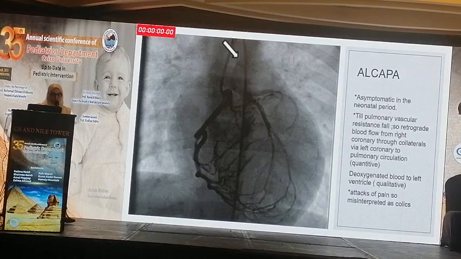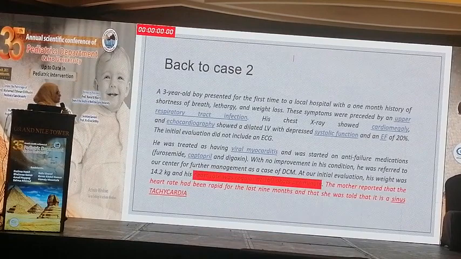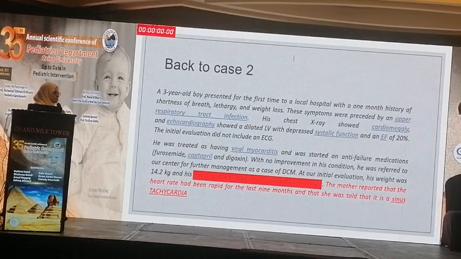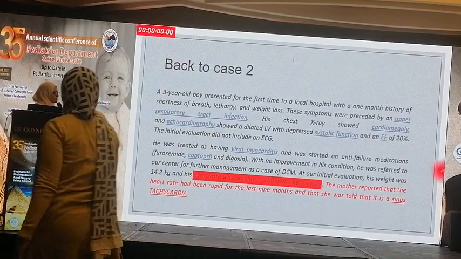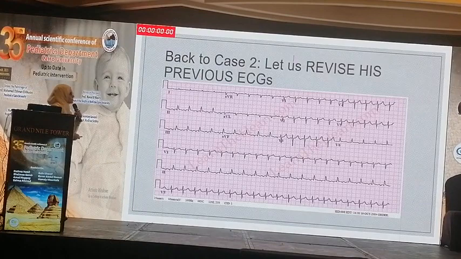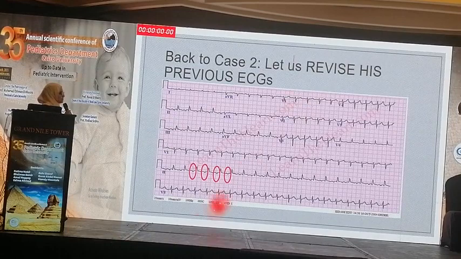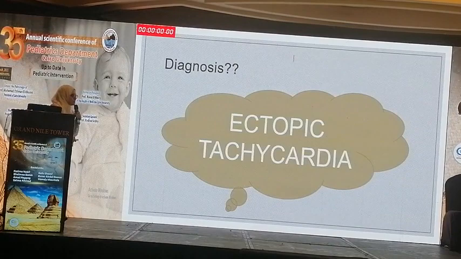Back to case two, we have a patient with a regular heart rate of 160 beats per minute. The ECG was interpreted as sinus tachycardia, and the physician didn't revise his ECG. By revising it, we found the following: P waves are inverted, so it's never a sinus tachycardia. It's an ectopic tachycardia. This patient needs treatment for arrhythmia.